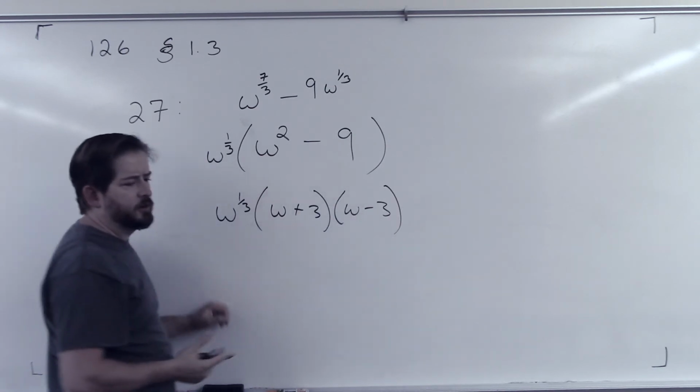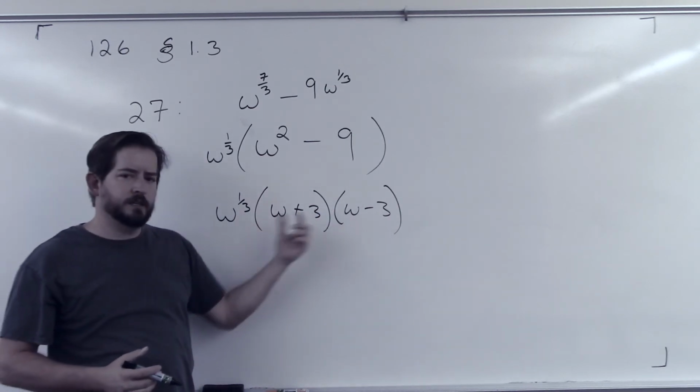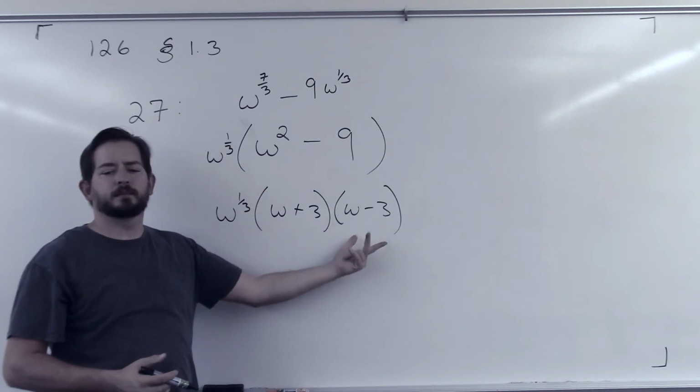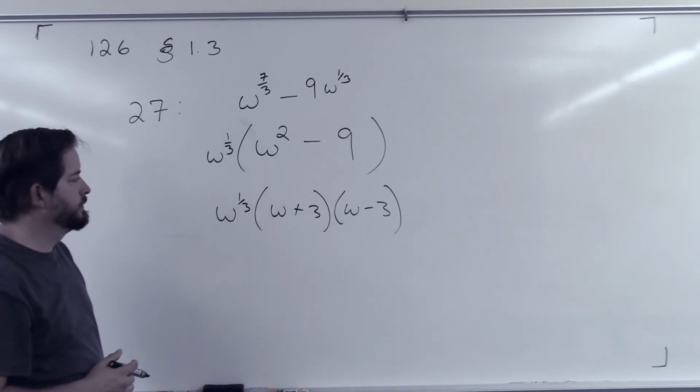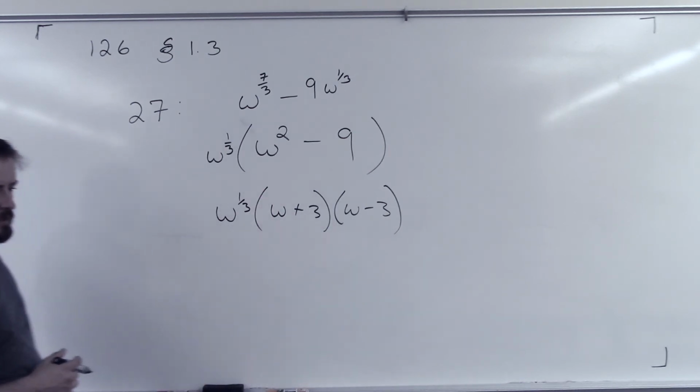And the answer, I don't know what it says, it might be plus 3 minus 3 or minus 3 plus 3. It doesn't matter, right? They're the same thing. There we have 27.